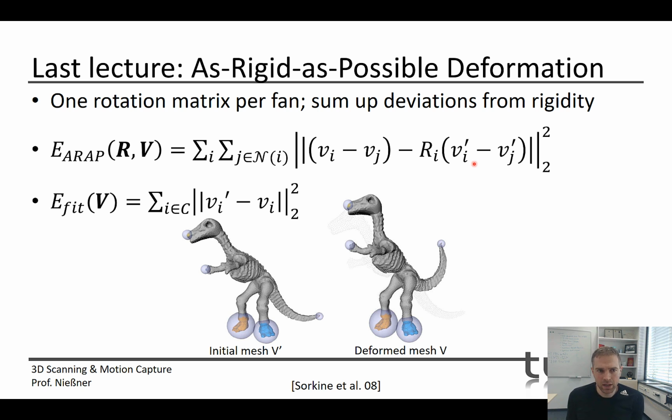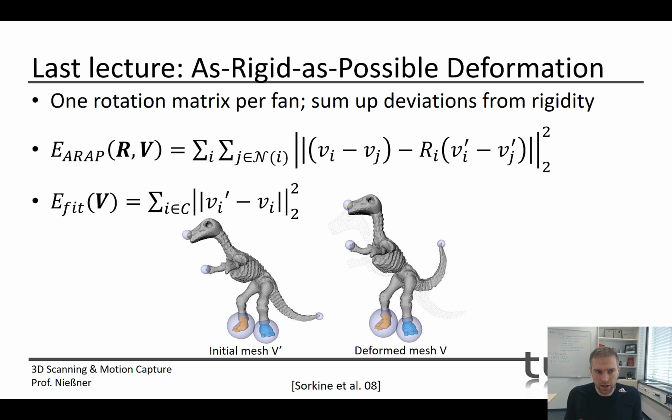And the idea is that both of these terms kind of compete against each other, whereas you say, hey, you want to stick close to the handle locations, and the ARAP term tries to distribute the deformations in this as-rigid-as-possible way on the rest of the mesh.